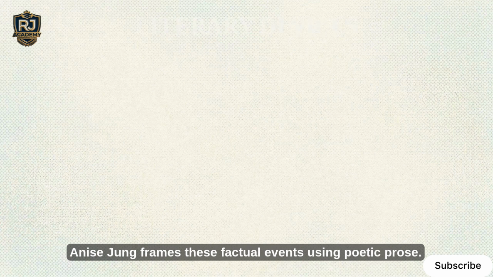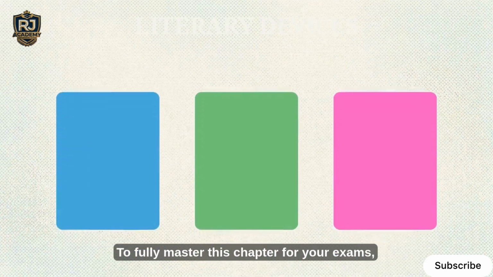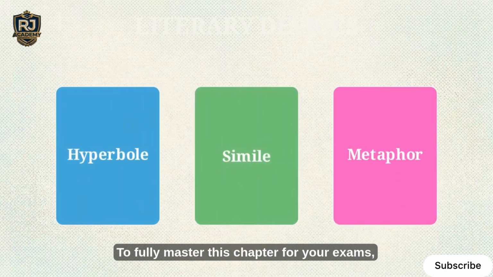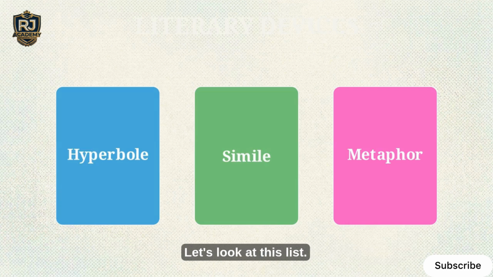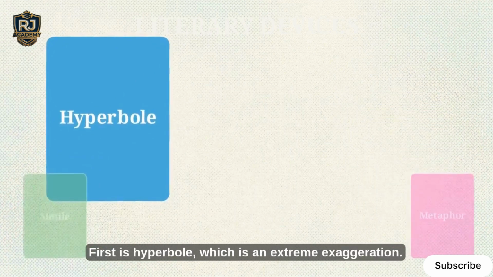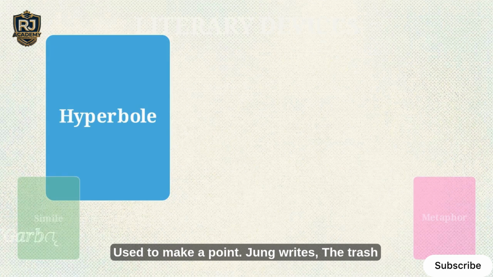Anees Jung frames these factual events using poetic prose. To fully master this chapter for your exams, we need to identify 3 specific literary devices she uses. Let's look at this list. First is hyperbole, which is an extreme exaggeration used to make a point. Jung writes, "Garbage to them is gold."